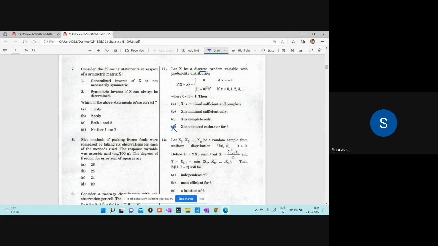Okay, so it cannot be complete because over the whole range it is not possible to be complete. So x cannot be complete, so with option C we don't have option A itself with us, so it is only option B which is correct, where for 11, x is minimal sufficient only. This is my correct option. Is it clear?